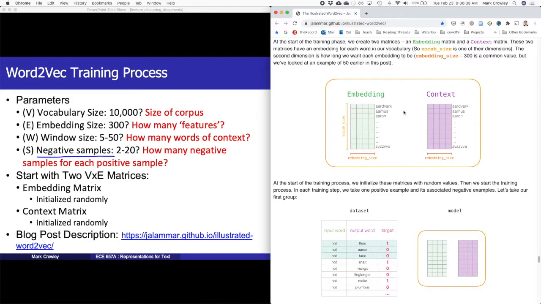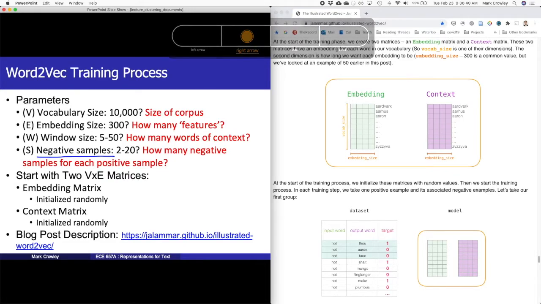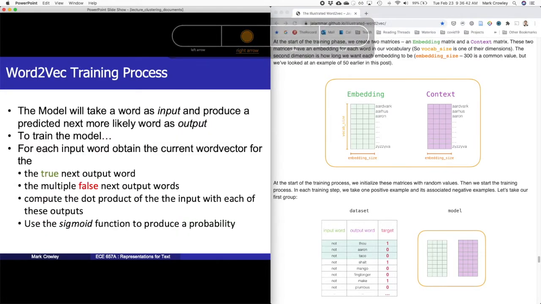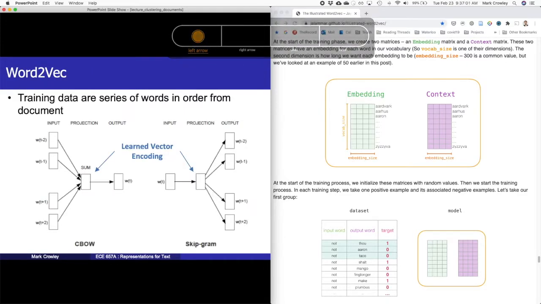So initially these matrices are random, but the idea is that we're going to build a model, like we had a picture of, to take some input and produce an output word. And so in the skipgram model, what we want to do is predict the next word, right? So I have a picture there, the CBOW one, where we've got a bunch of context words and we're somehow learning a way to combine them and giving us a prediction of the word in the middle.